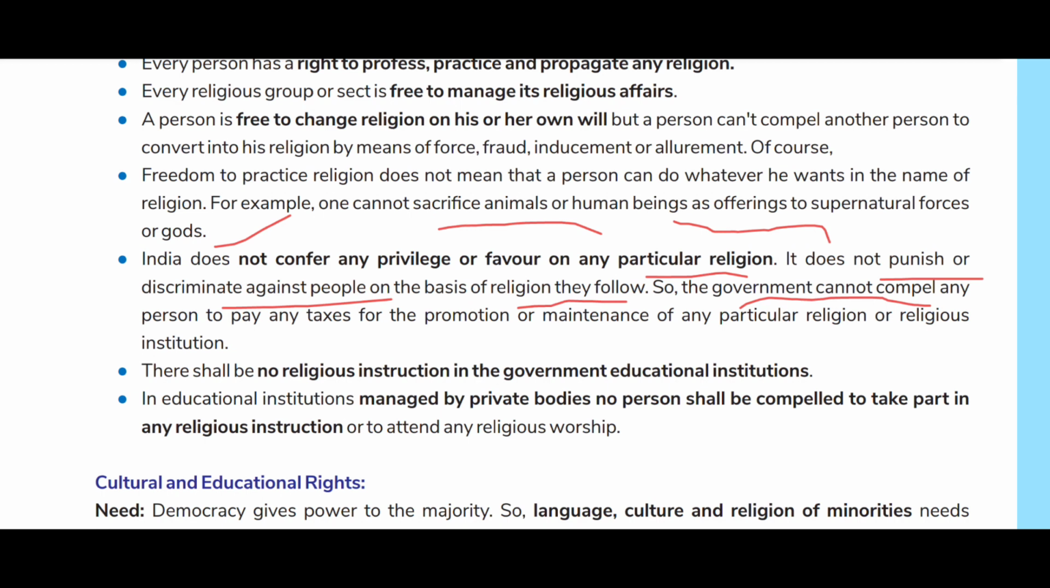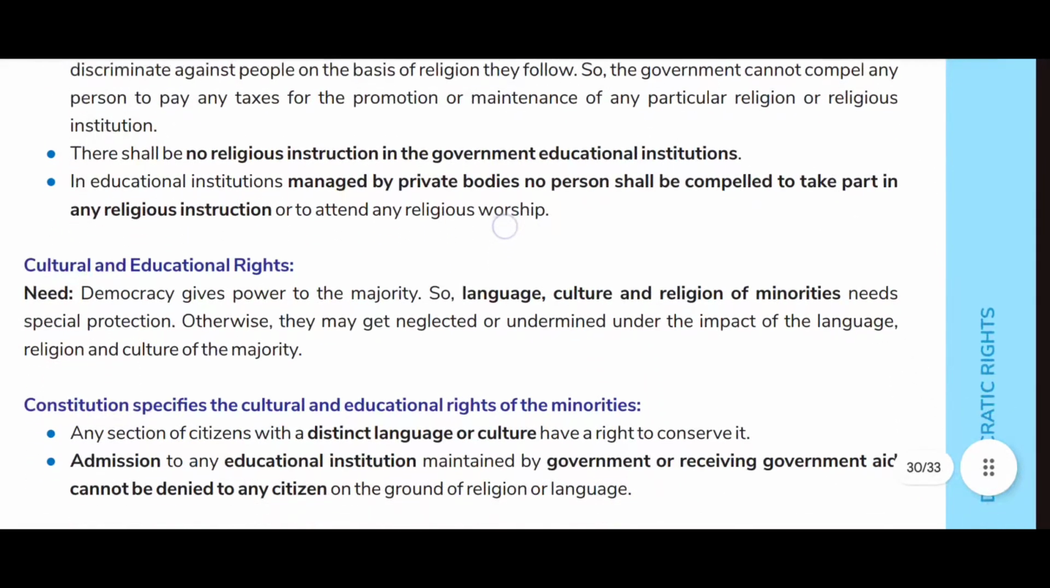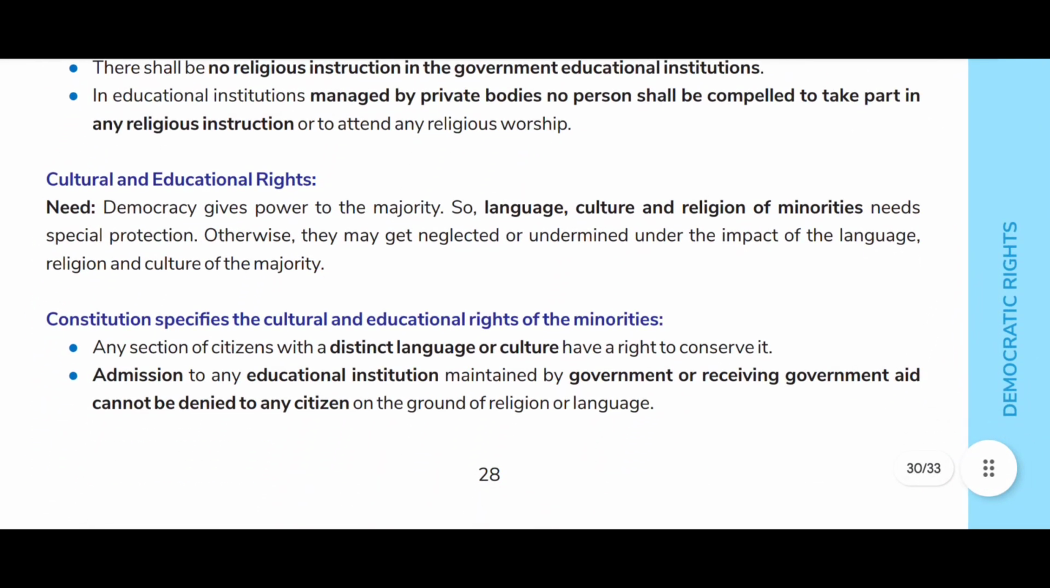So the government cannot compel any person to pay any taxes for the promotion or maintenance of any particular religion or religious institution. There shall be no religious instruction in government educational institutions. In educational institutions managed by private bodies, no person shall be compelled to take part in any religious instruction or to attend any religious worship.